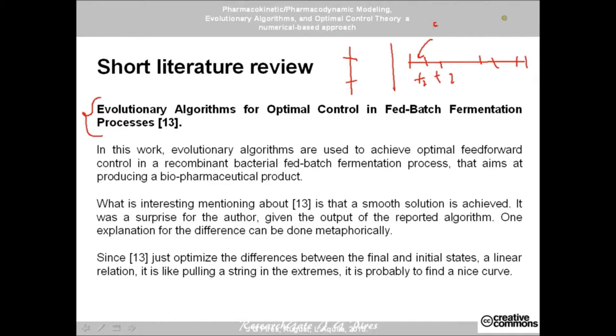So let's say these two points are present in the genotype, but the middle points are not present. However, the middle points are present in the phenotype. So what the authors do is make a linear approximation for those points that are not present in the genotype when transformed to the phenotype.